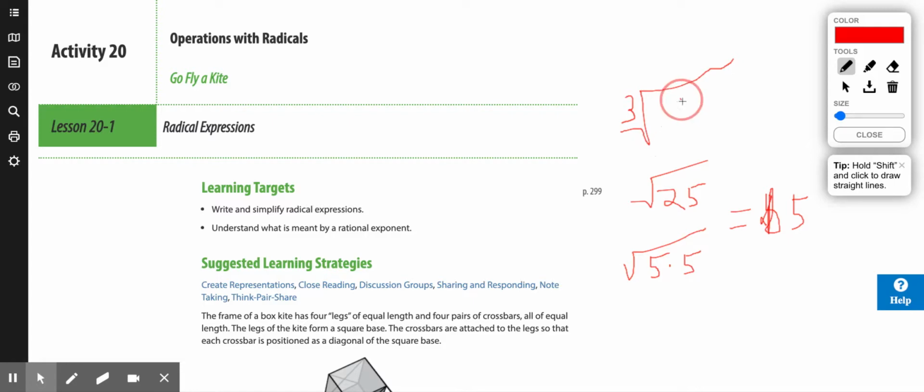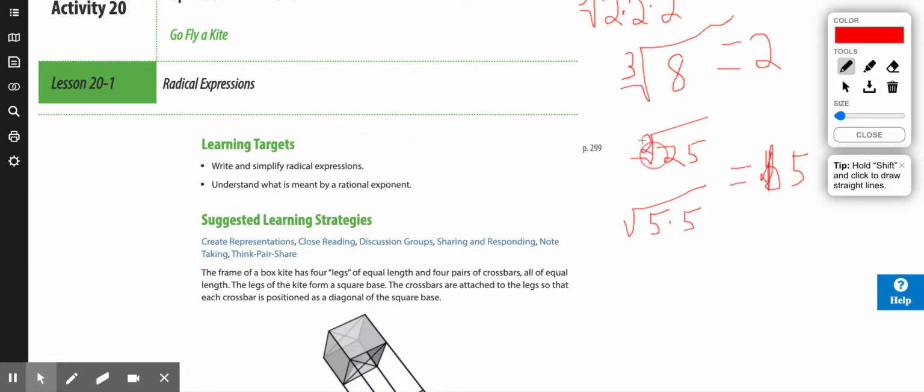So if I was looking for the third root of 8, well, this is asking me what number times itself 3 different times is 8. And well, that happens to be 2 times 2 times 2. And so the third root of 8 is equal to 2. Okay, so if we don't see a number there, we assume that it's a 2, and it's called the square root, okay? And it's just what number times itself. So 2 of them. It takes 2 of them to make the number.